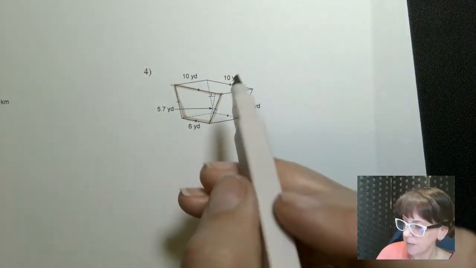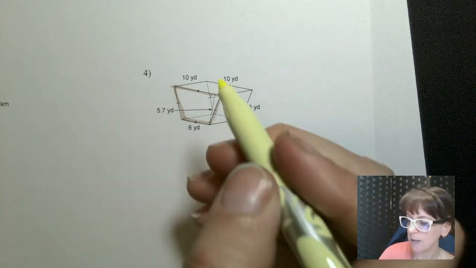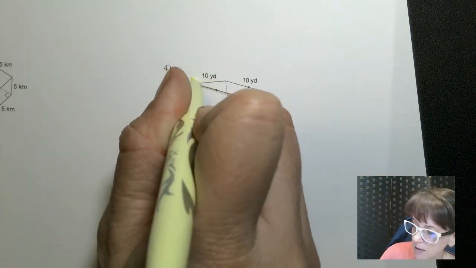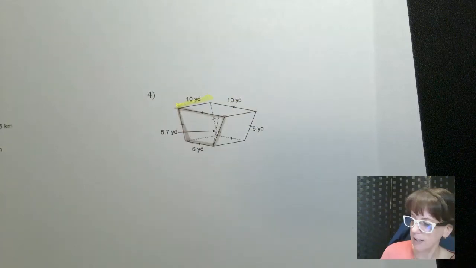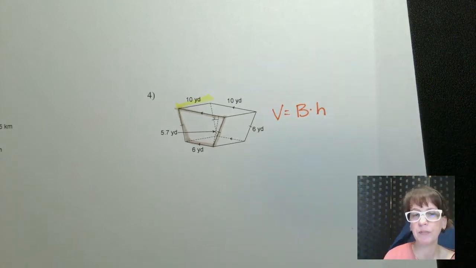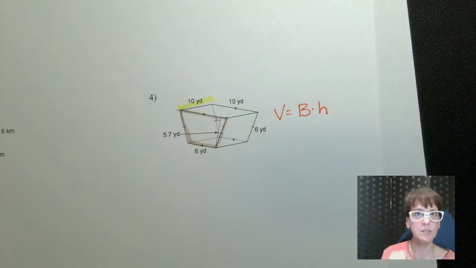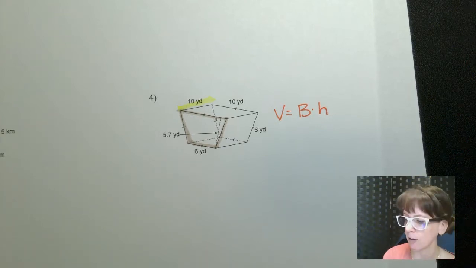And then my other trapezoid is in the back there, and they are connected by this 10 yards. So again, our volume equals the area of the base times the height. Now, if you remember, to find the area of a trapezoid, we add base 1 plus base 2, divide by 2, whatever that number is, we multiply by the height, and that height has to make a 90-degree angle.